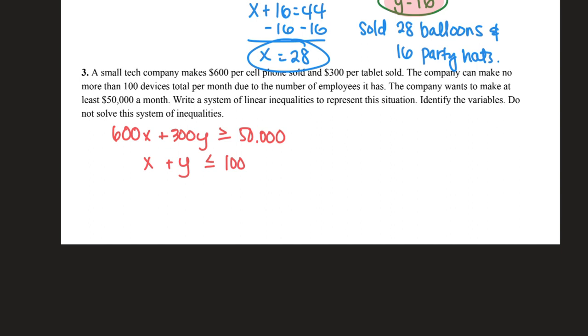So here's our system of linear inequalities, and let's identify our variables. We aren't going to need to solve this one. So x is going to be the number of cell phones, and y is going to be the number of tablets.